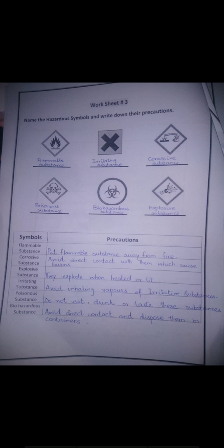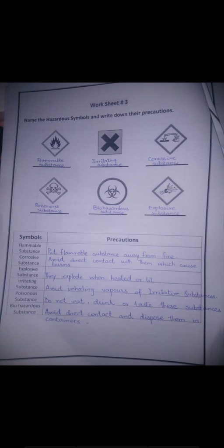In the next part you have to write the precautions. Flammable substance: put it away from fire, because if you put it near the fire it will blast, like alcohol, petrol, and so on. Corrosive substance: avoid direct contact with them, because they cause burns. If you directly touch a corrosive substance, it will burn your skin or the thing that you are in contact with. Explosive substance: they explode when heated or lit, and they cause destruction.